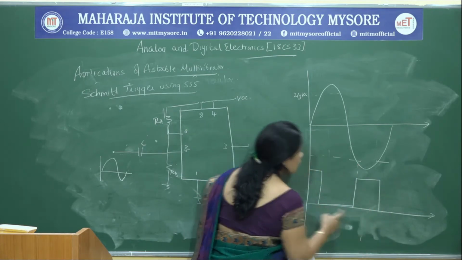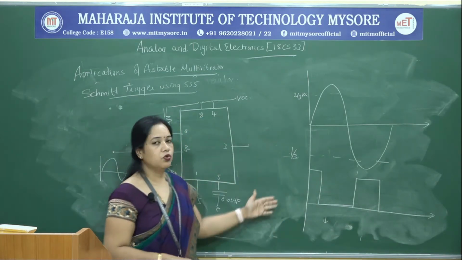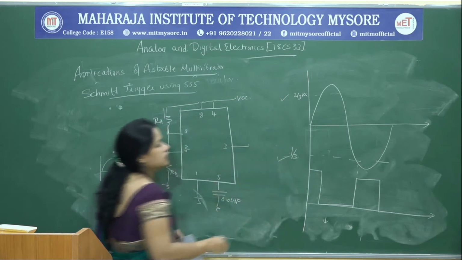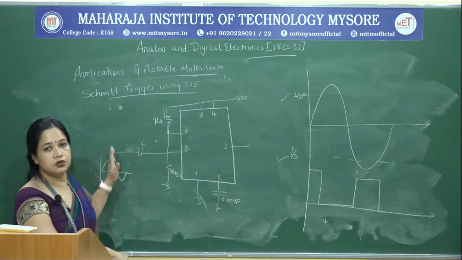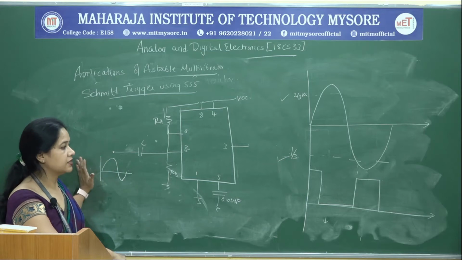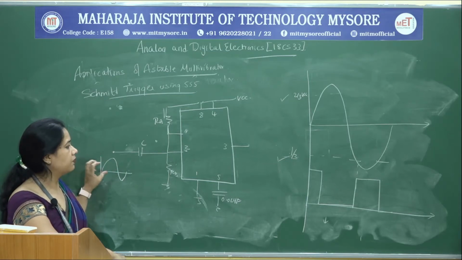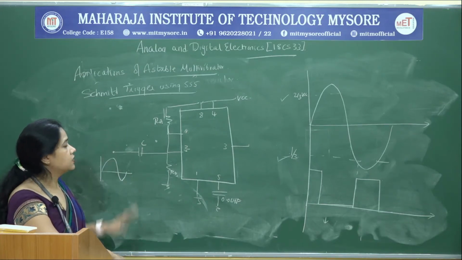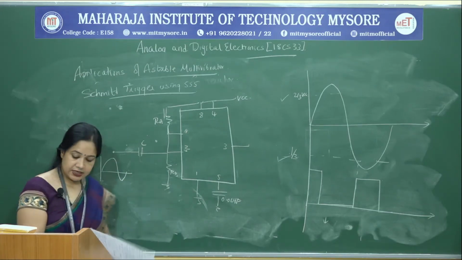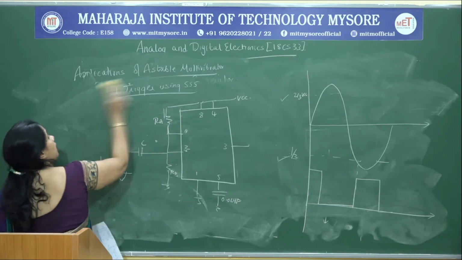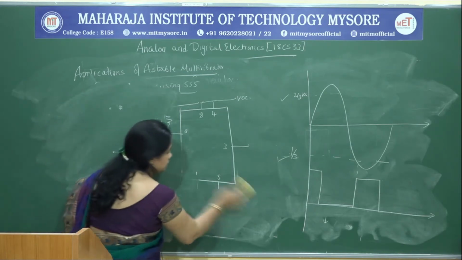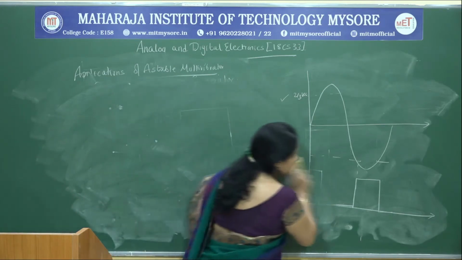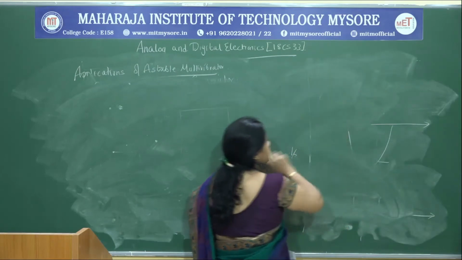Thus you have converted a sine wave to a square wave, where the two threshold points are 2/3 VCC and 1/3 VCC, enabling you to use your 555 timer as a Schmitt trigger. So, this is one simple application of your astable multivibrator as a Schmitt trigger. We will take up the next application, that is application of an astable multivibrator as a voltage controlled oscillator.